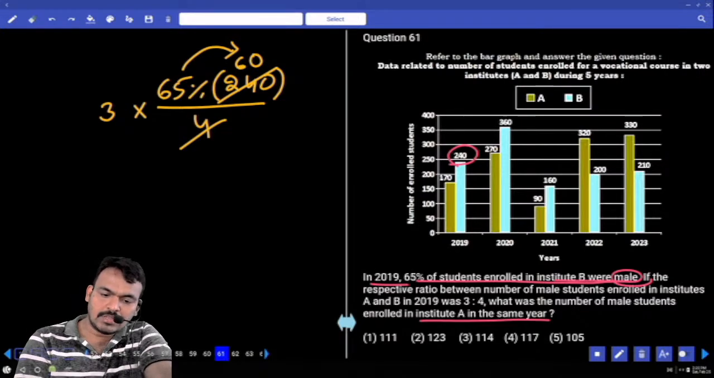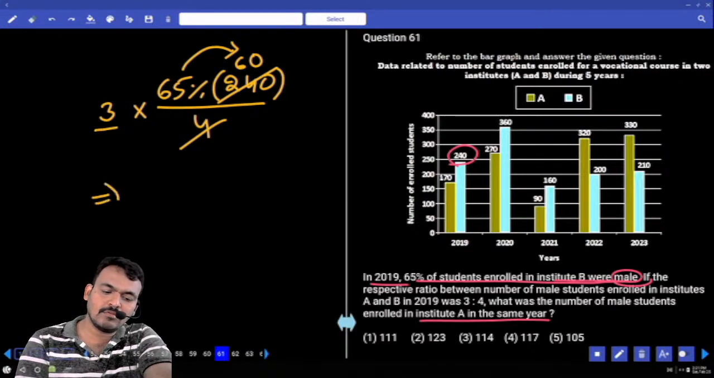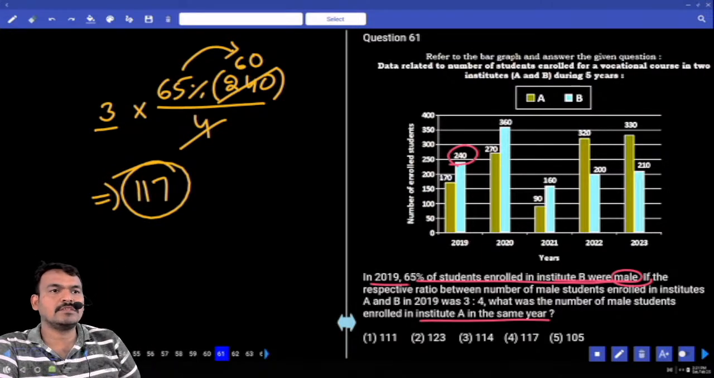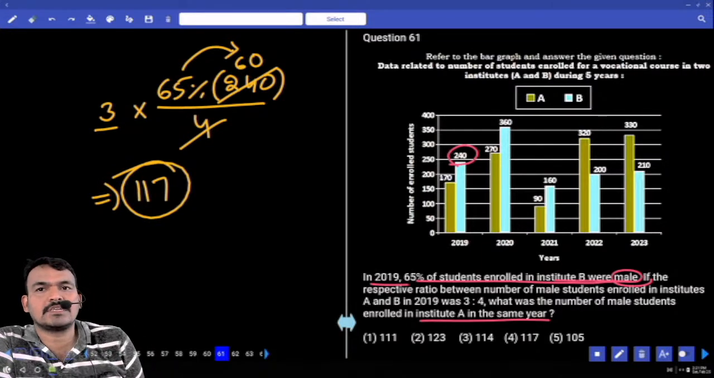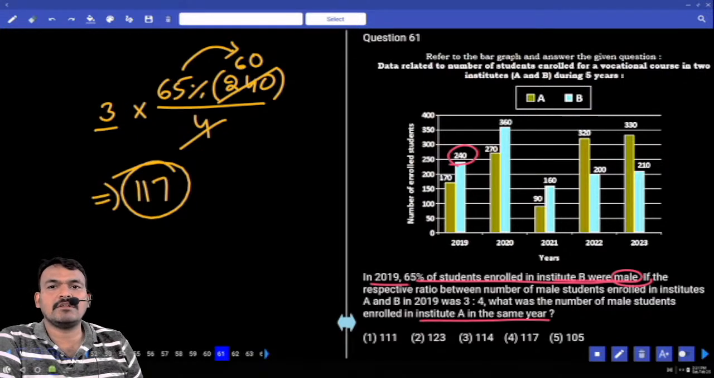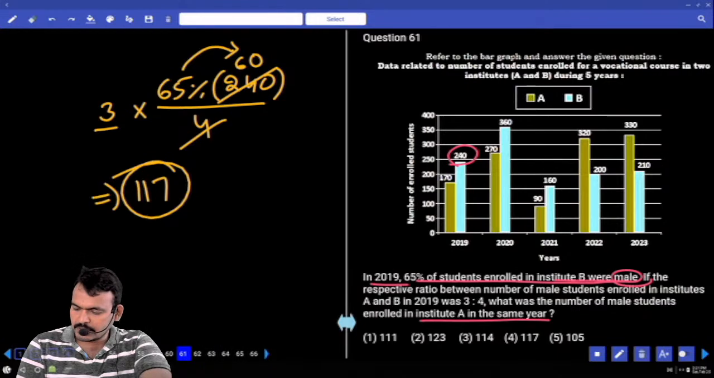65% of 60 means it is 39. 39 times 3 is how much? 117. 65 means 65 by 100 into 60, which is 3 by 500. 5 how many times? 13. 13 3s are 3900. 39 into 3, 117. Next, 62.